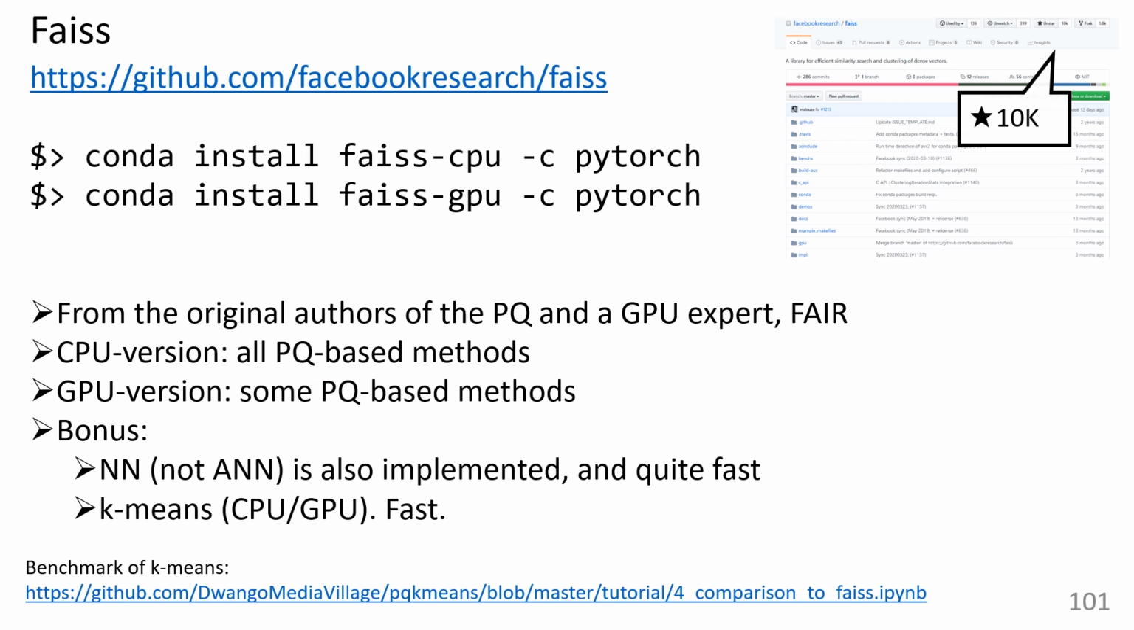Okay, so finally I will introduce Faiss. This is maybe the strongest library in approximate nearest neighbor search. It was created by the original authors of PQ and a GPU expert at Facebook AI Research. There are 2 versions: a CPU version, where all PQ-based methods are implemented, and a GPU version, where some PQ-based methods are implemented. The bonus is that nearest neighbor search is also implemented, and it's quite fast, as I explained earlier. And k-means is also implemented, which is super fast.